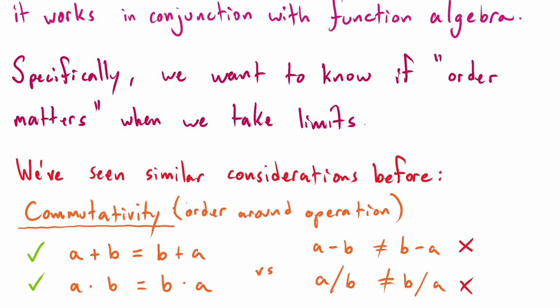We've seen similar considerations about order mattering before, for instance with commutativity. This is order around the operation. Does the left or the right side of the operation matter? We know that when summing or taking the product, it doesn't matter what order I write, but we know that for differences and quotients, the order indeed matters.